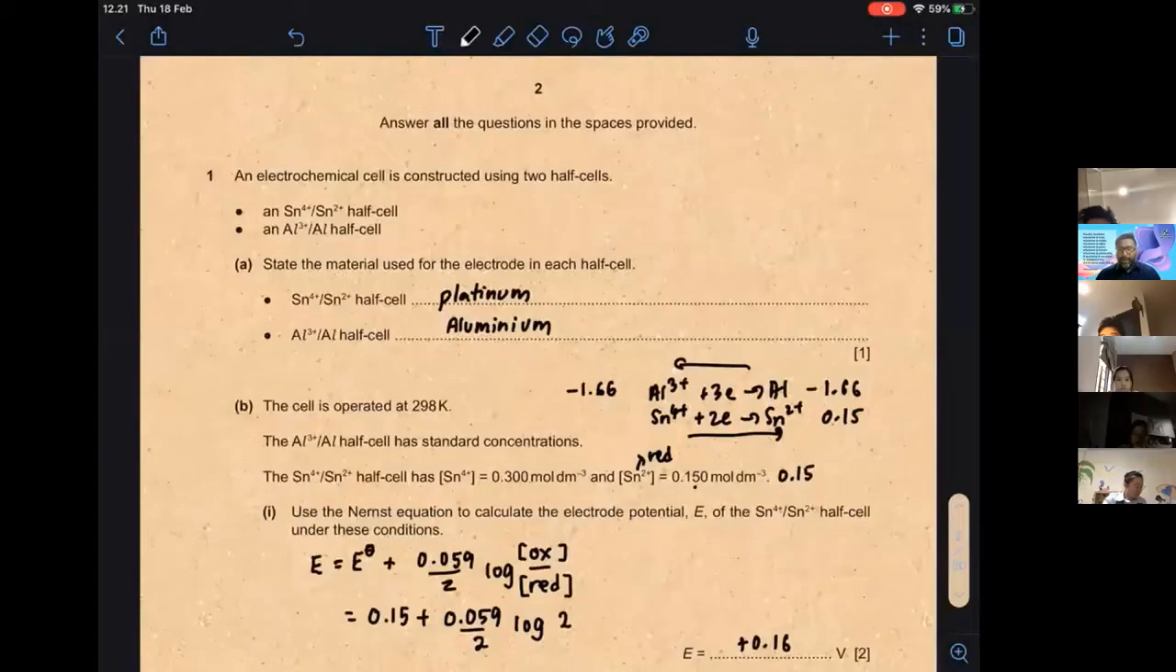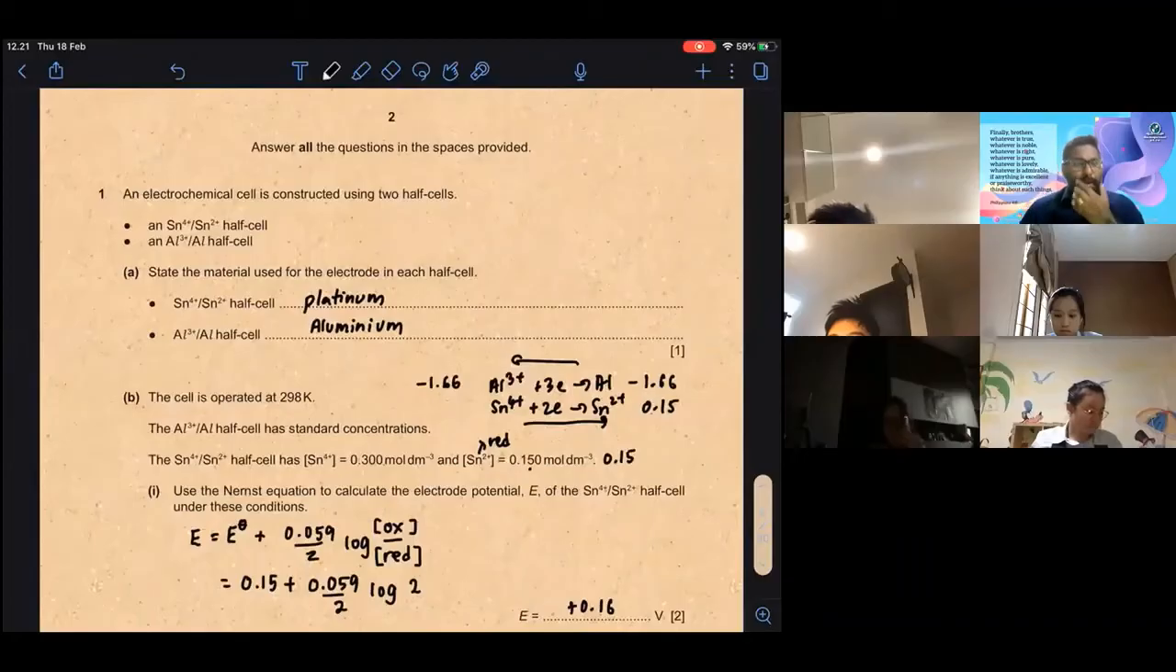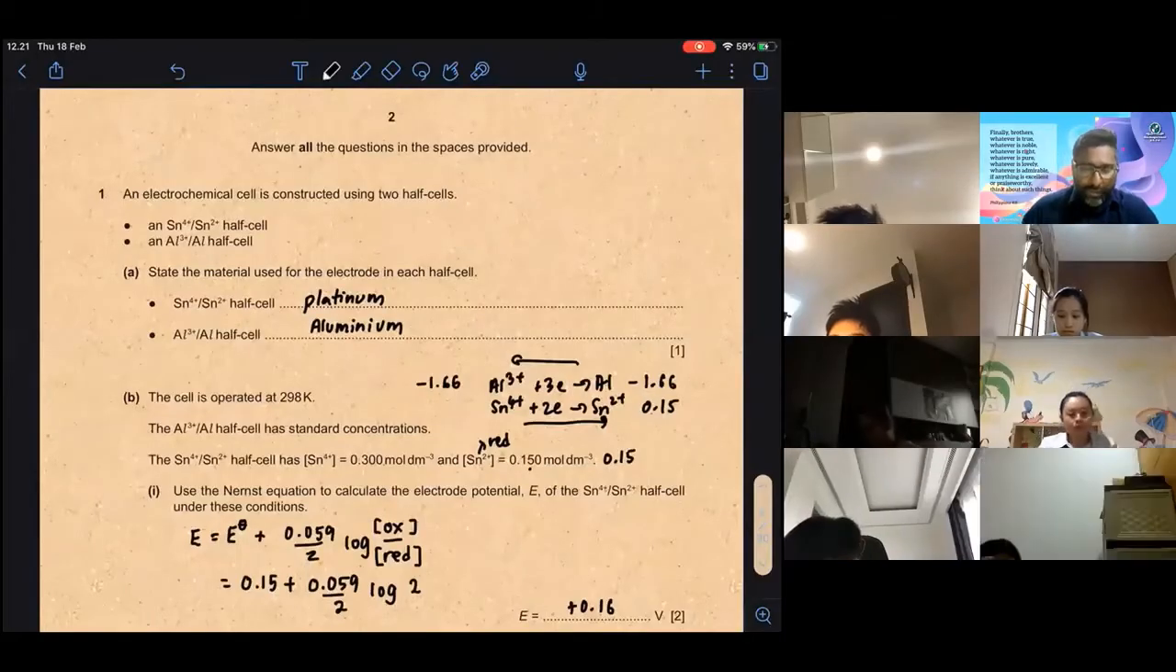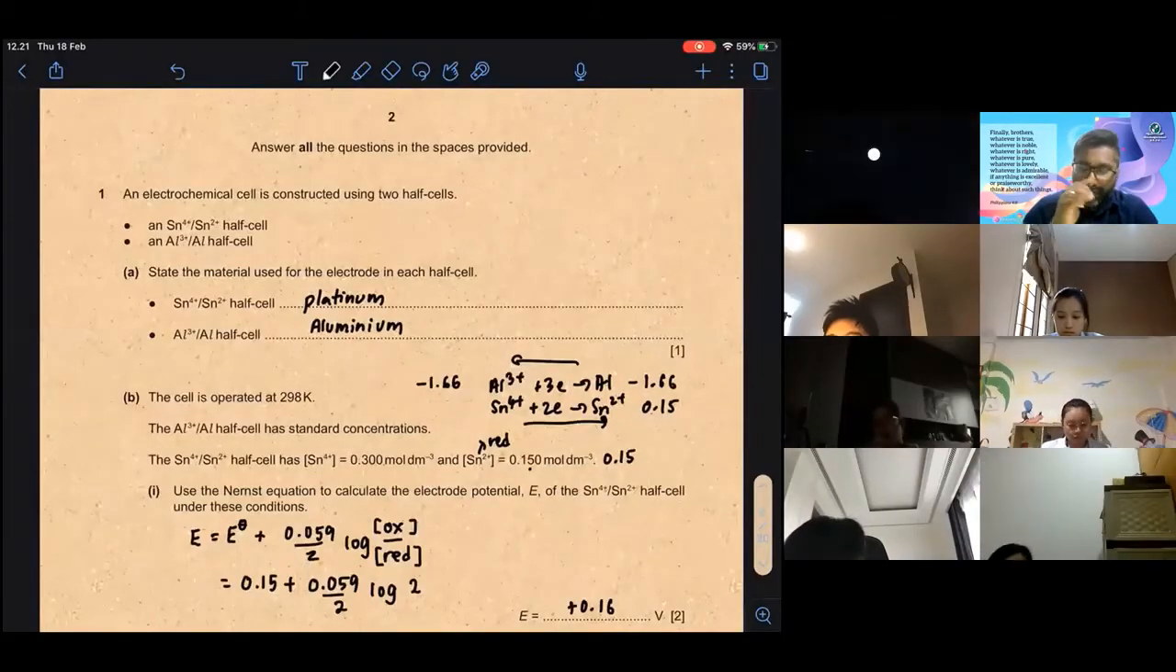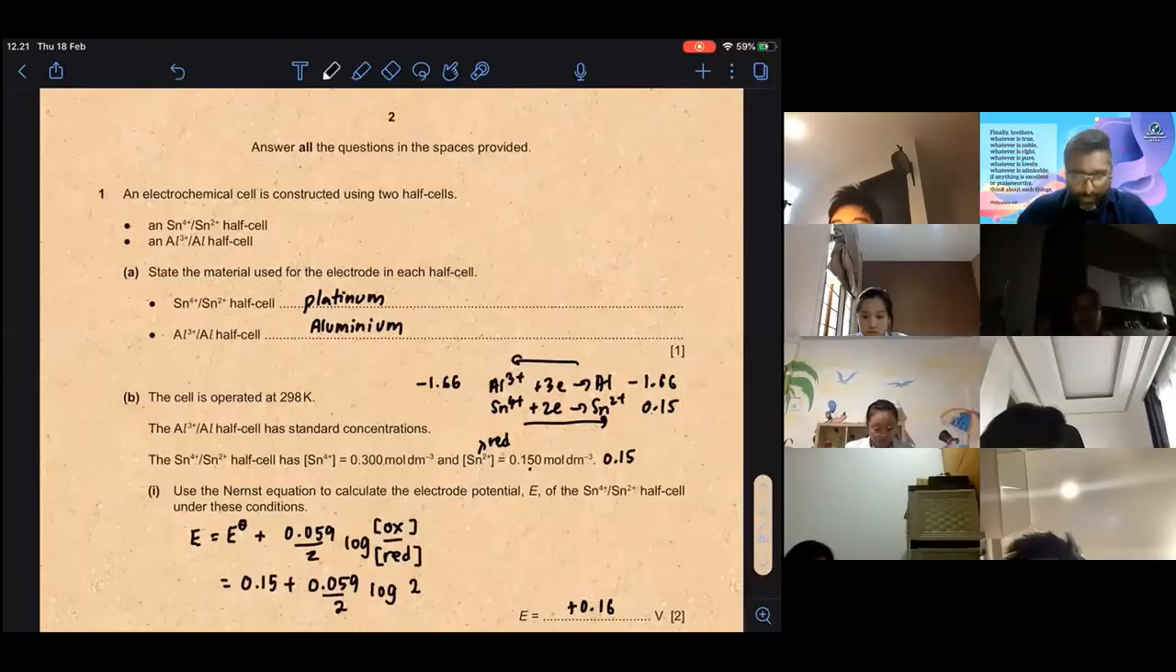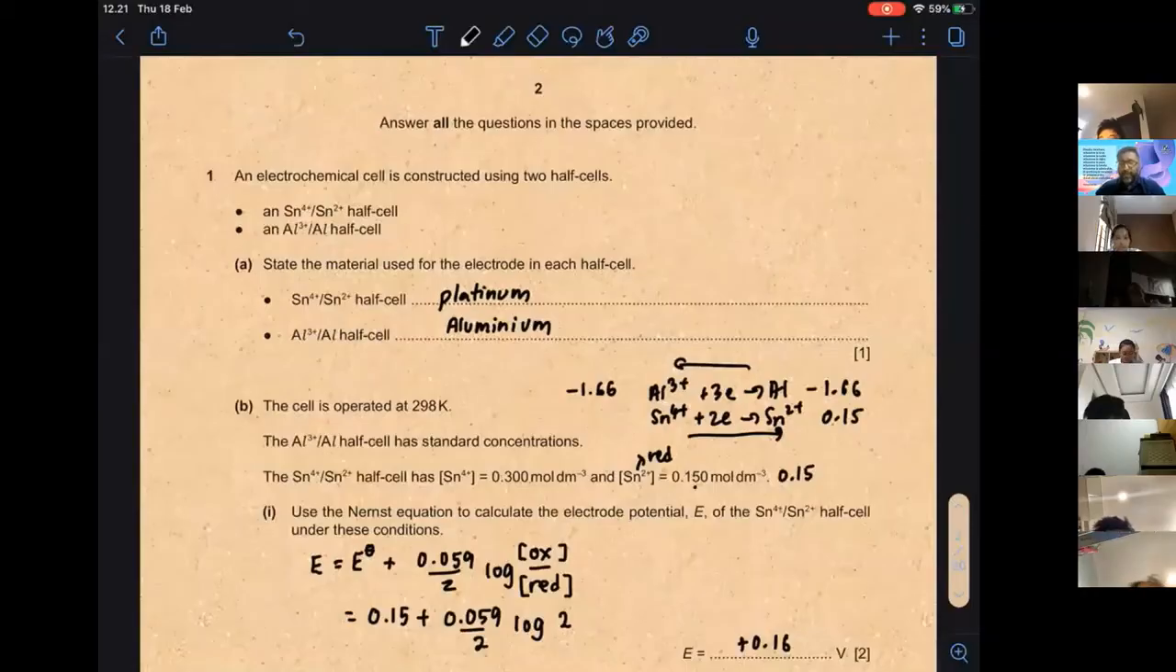So let's try the first question over here. Now, we have an electrochemical cell. It's going to be constructed using two half cells. They want you to find out the material used for the electrode.